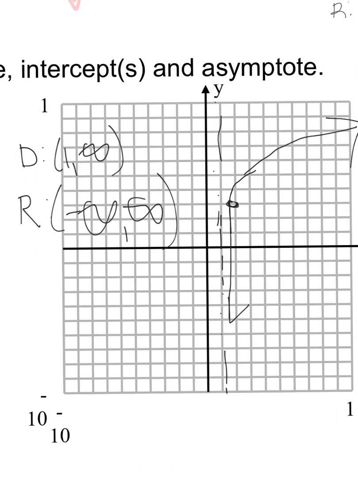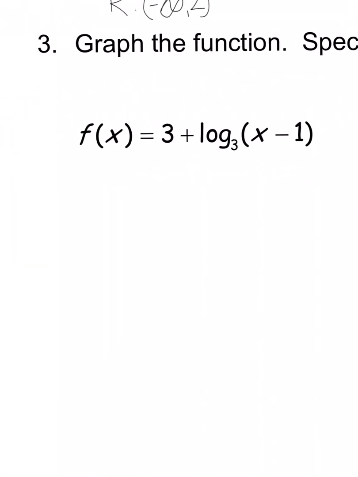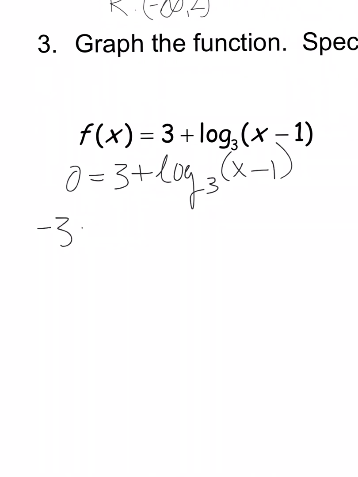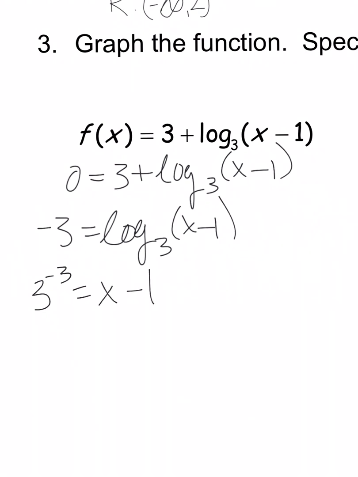Intercepts, we want to find the x-intercept. We're going to plug 0 in for y. So when we plug 0 in for f of x, since we're looking for the x-intercept, I want to get the logarithm by itself, so I subtract the 3 over, and I get log base 3 of x minus 1 equals negative 3. And now we have 3 to the negative third equals our argument, which is x minus 1.